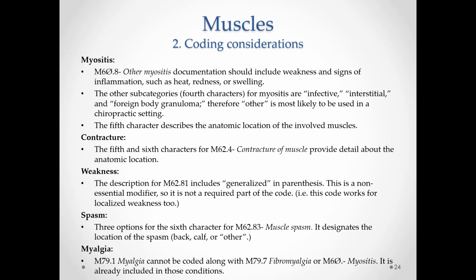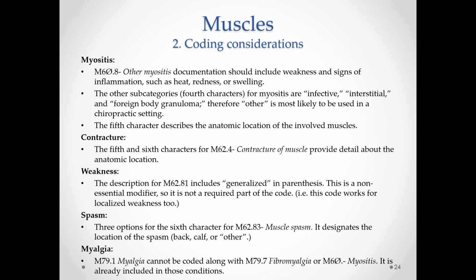And for spasms, when we look that one up, we learn that the 6th character describes the location. I wish they had more options here, but all we have is back, calf, or other. And in my opinion, back only goes up to T1. If they have muscle spasm above that, I think that's the neck, and for me, I count that as other. If you think the neck is part of the back, then go ahead and use that code. The code set doesn't explain it, and that's just my opinion, okay?